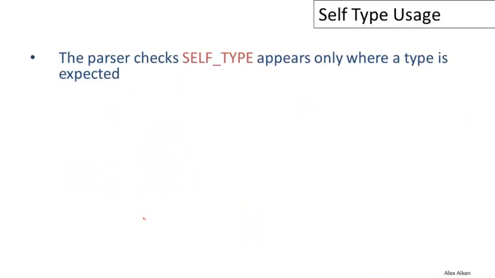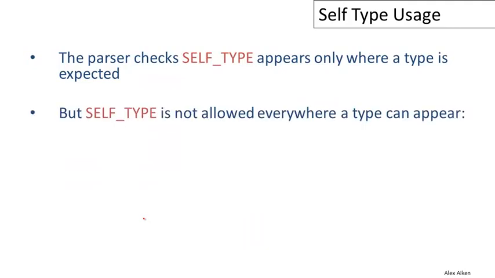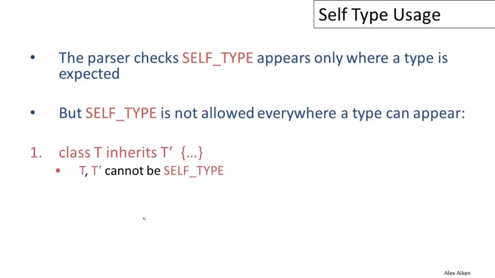The parser checks that self-type appears only where types are permitted, but that's in fact a little bit too permissive. There are places where some other types can appear, but self-type cannot. And so the purpose of this particular video is to go over the various rules for the usage of self-type. So let's begin with a very simple rule.